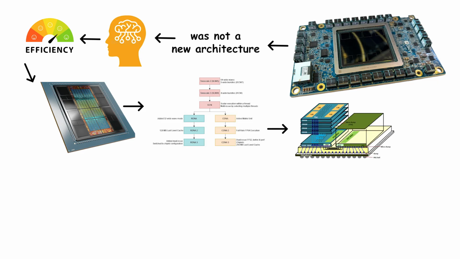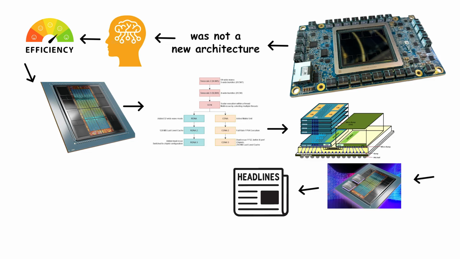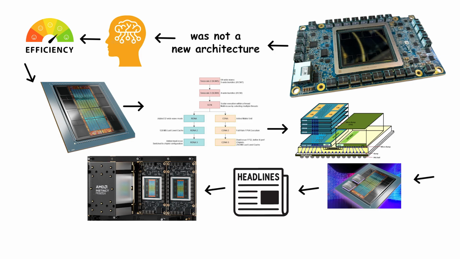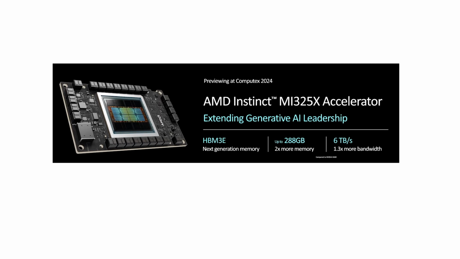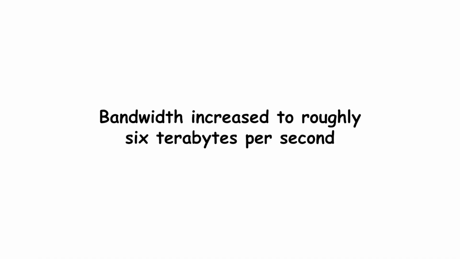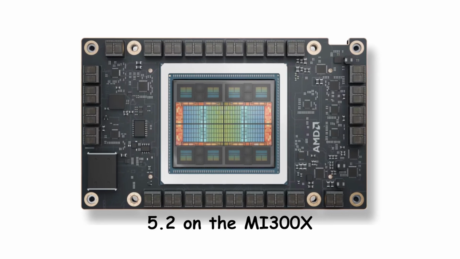It introduced next-generation high-bandwidth memory 3E, the faster and more thermally efficient revision of HBM3. The headline specification was capacity: 256 gigabytes of HBM3E per GPU, the largest single-package memory pool AMD had ever shipped. Bandwidth increased to roughly 6 terabytes per second, up from about 5.2 on the MI300X.